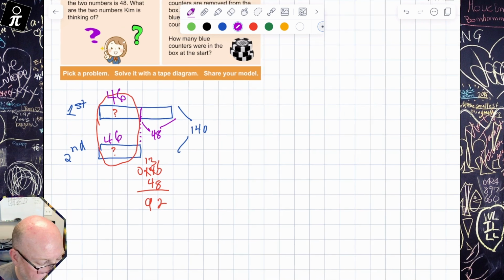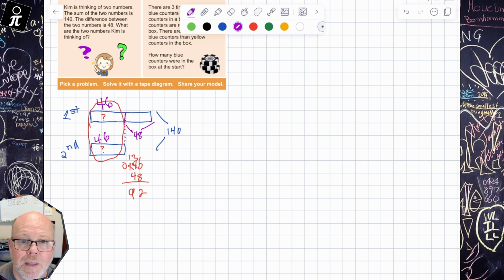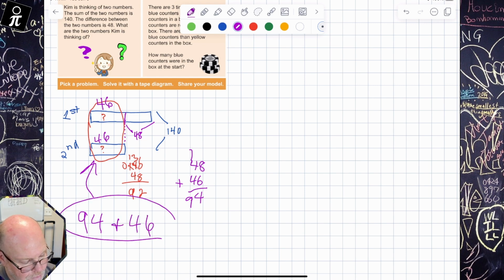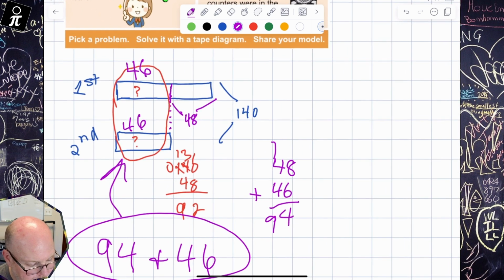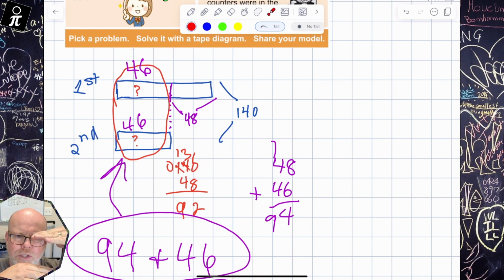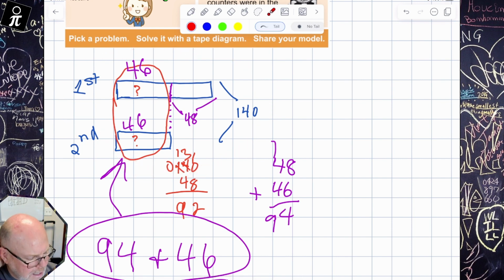And so now I know that the smaller number is 46 because that's this guy right here. And the larger of the 2 numbers is 48 plus 46 gives me 94. So our 2 numbers, 94 and 46. And there we go. But the point is, that's what my tape diagram is going to look like. I chose to do a 2-bar and then set it up that way.